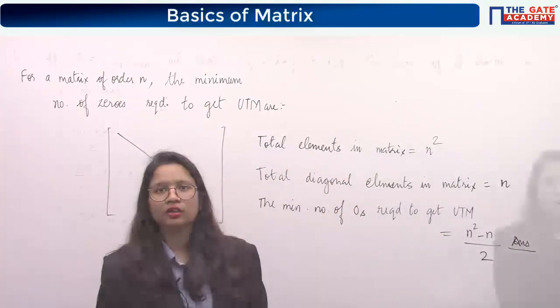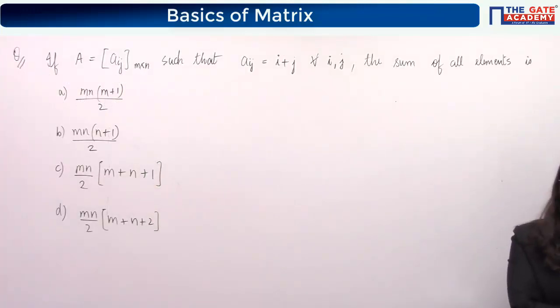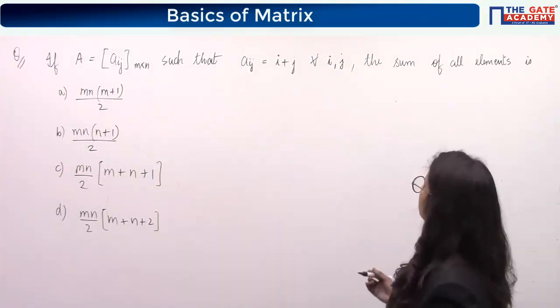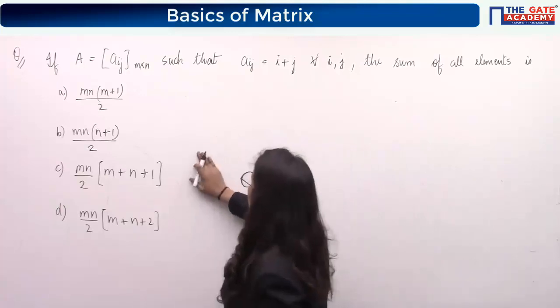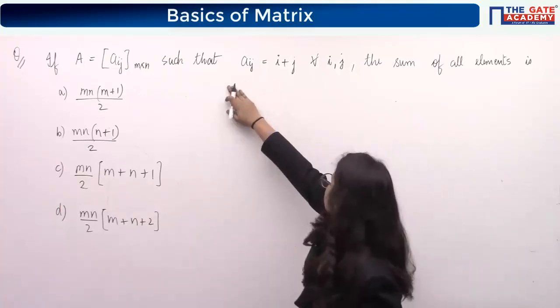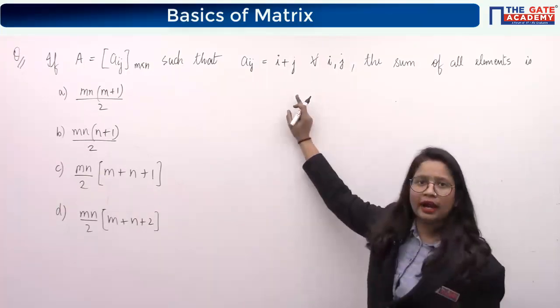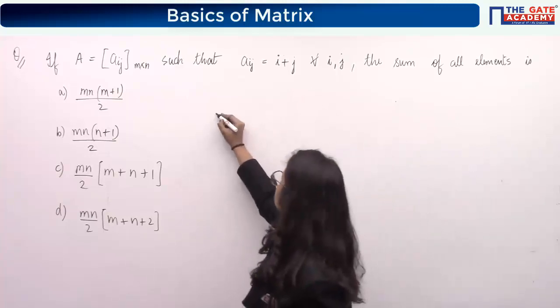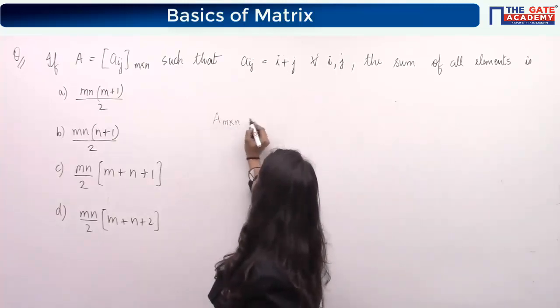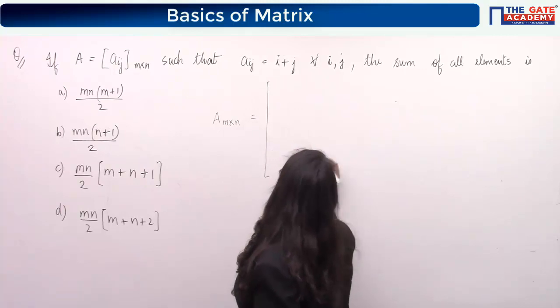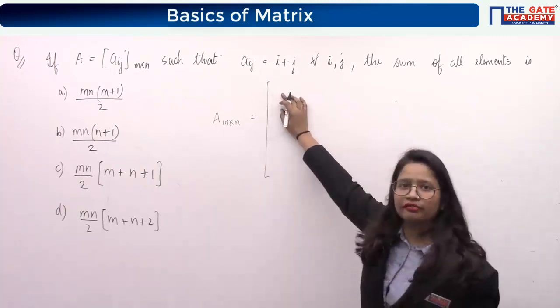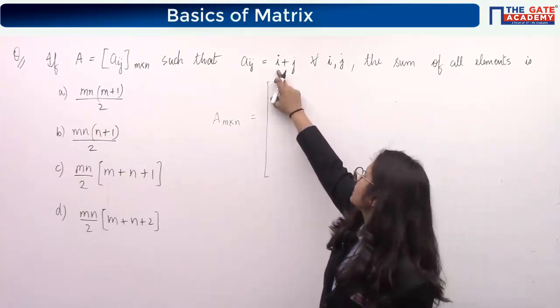Everybody got it or not? Most of the people have answered D. Answer D is the right answer. So let's see what this matrix is. The matrix is defined by i plus j. So let's assume some matrix of order m cross n, and using the given definition I can say what will be the first element. So i is 1, j is 1.